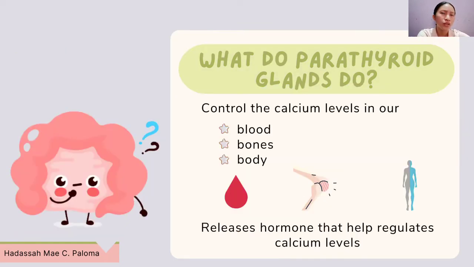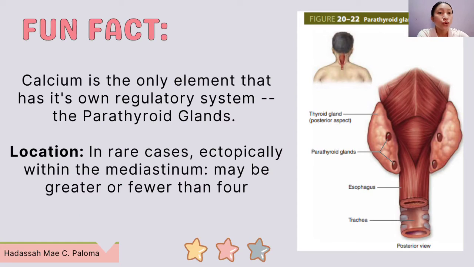So what do parathyroid glands do? Basically, they control the calcium levels in our blood, in our bones, and throughout our body. They release hormones that regulate the calcium levels of our blood, bones, and body. Something noteworthy about this gland is that calcium is the only element in the human body that has its own regulatory system, which is the parathyroid glands.